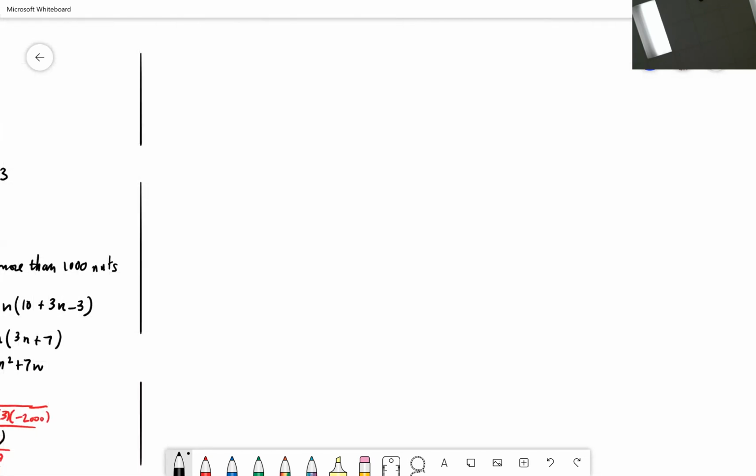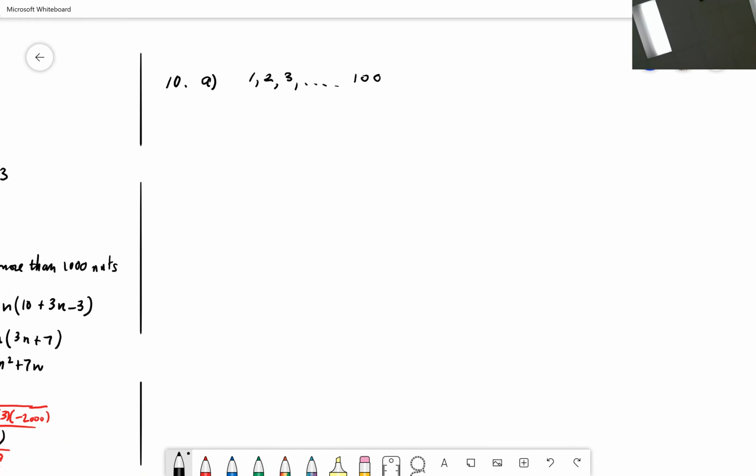Okay, so now we're going to do number 10. Does it look pretty straightforward, guys? I think so. So let's try 10A. 10A says find the sum of the natural numbers from 1 to 100 inclusive. So from 1 to 100, find the sum.